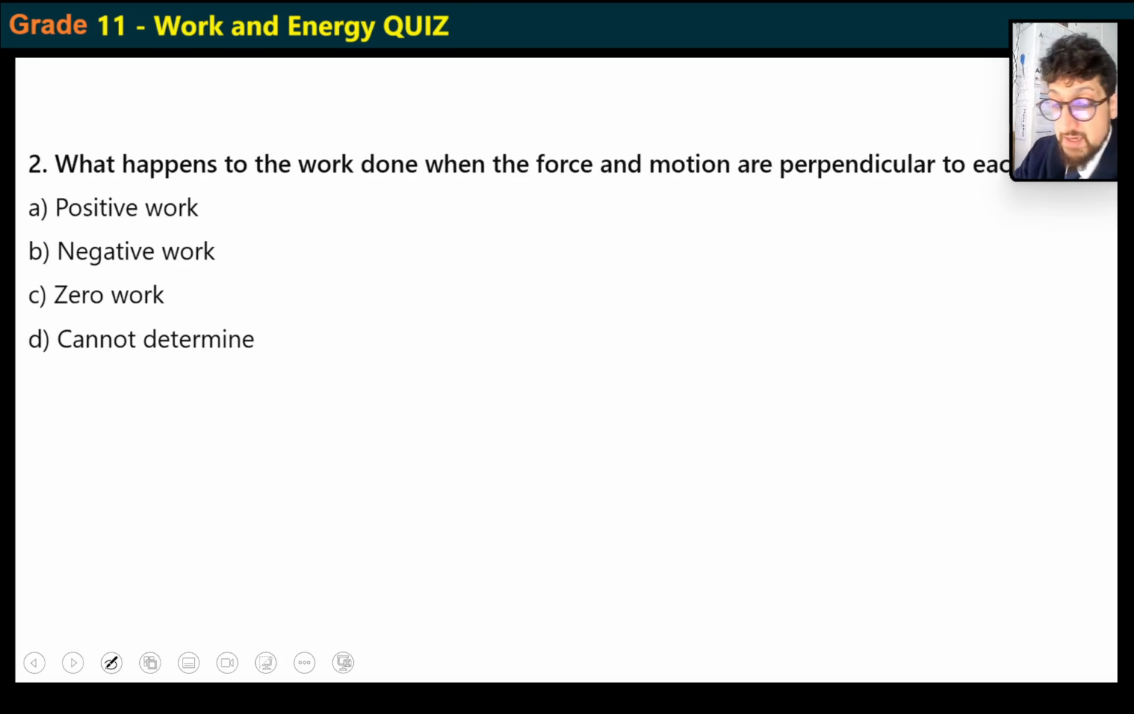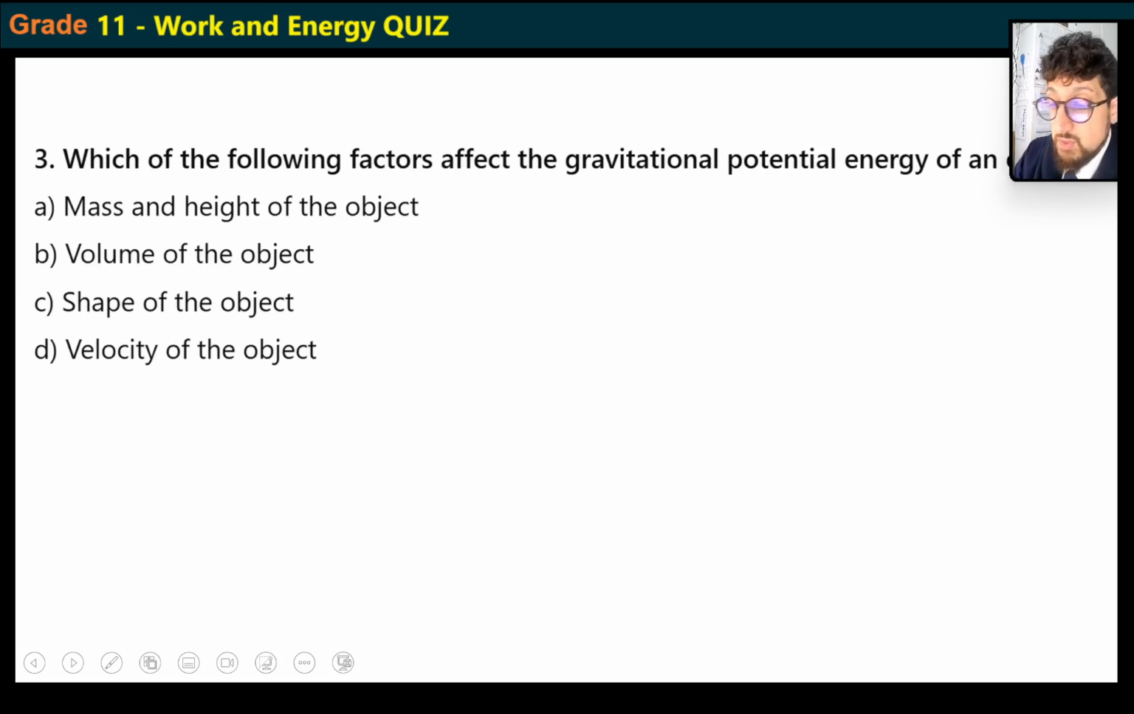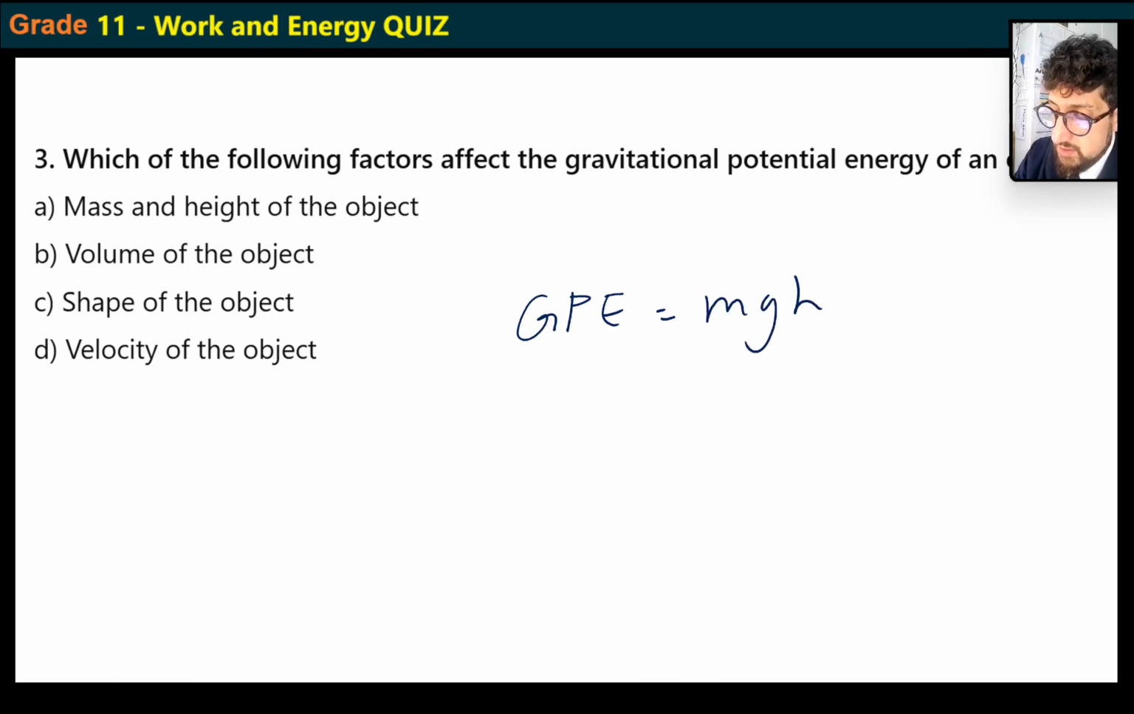Okay? Next, what happens to the work done when the force and the motion are perpendicular to each other? 0. We already discussed that. Which of the following factors affect the gravitational potential energy of an object? Gravitational potential energy is equal to mgh, which is mass times gravity times height. So we've got the mass and the height. Obviously, they affect it. Volume, nope. Shape, nope. Velocity of the object doesn't matter.